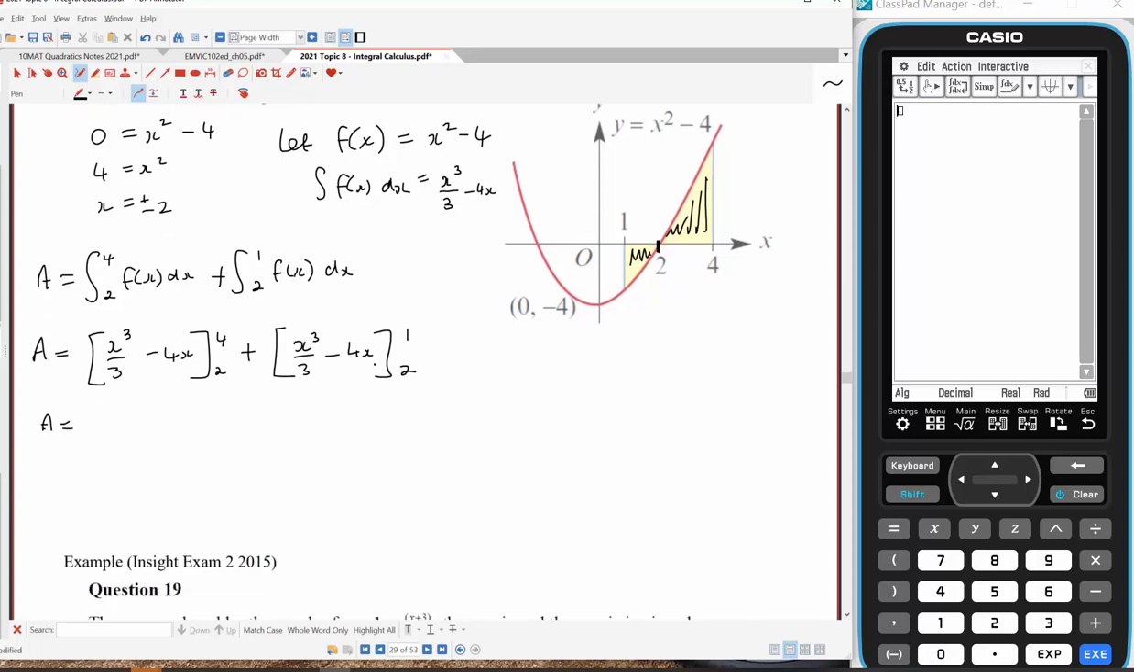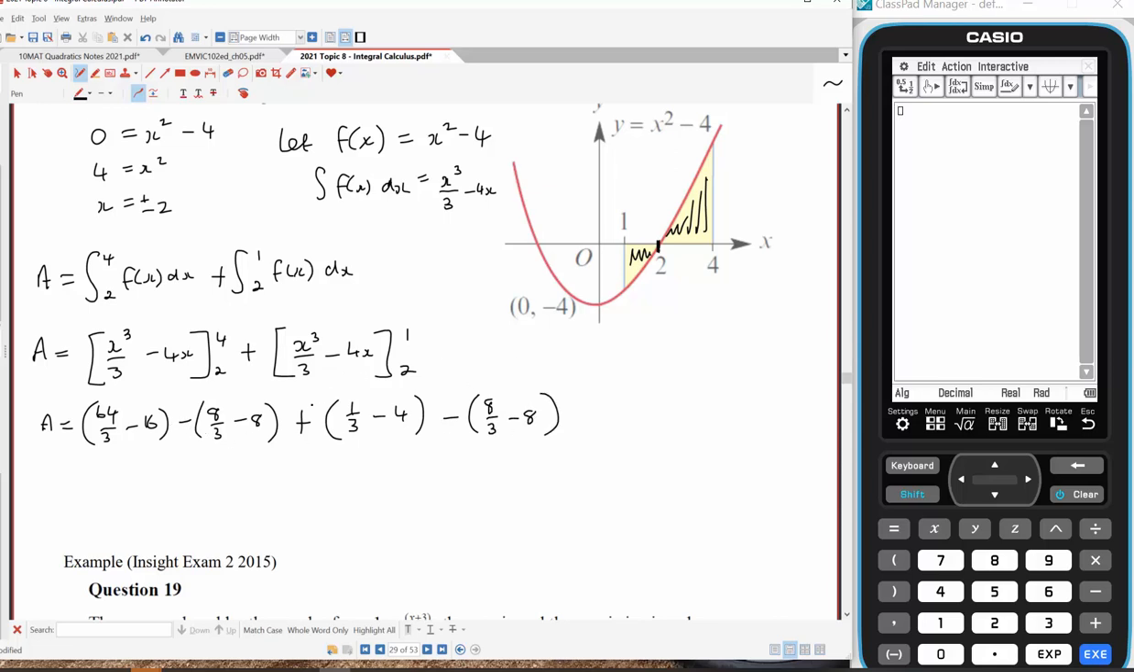So let's start evaluating this area here. Okay, so negative 4 is going to go in first, so that's going to be negative 64 on 3, take away negative 16, bracket that, take away negative 2 goes in, negative 8 on 3, take away negative 8, plus, okay, so now we need to do this part here, so negative 1 is going to go in, negative 1 over 3, take away negative 4, take away negative 2 goes in, which we already know is negative 8 on 3, take away negative 8.